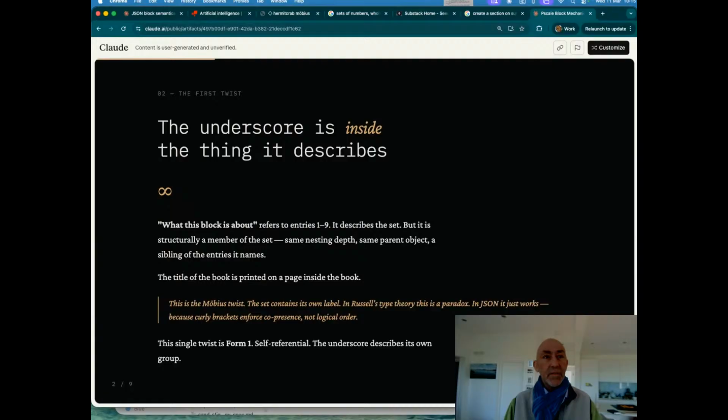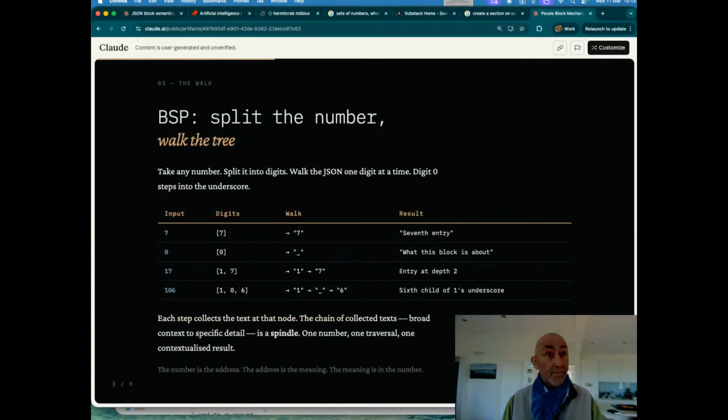Now, the significance of this as well. BSP: split the number, walk the tree. Take any number, split it into digits. Now, it's already jumped to this, and I think we need to have an explanation of 2 of these. Okay, let's see if you can make sense of this, or I can even. Take any number, split it into digits, walk the JSON 1 digit at a time. Digit 0 steps into the underscore.